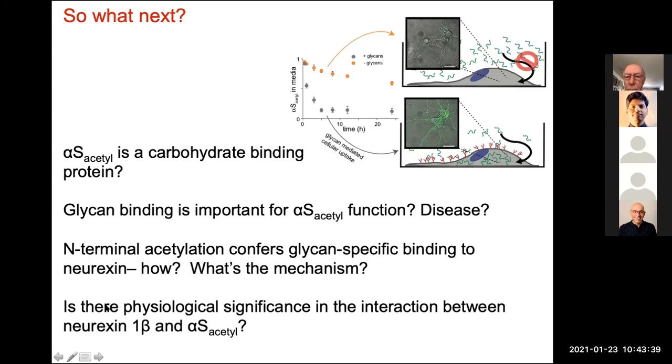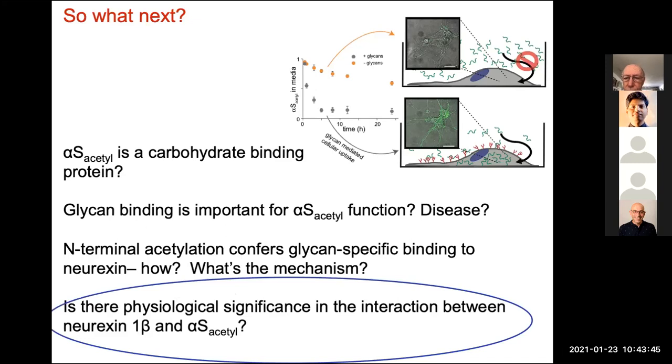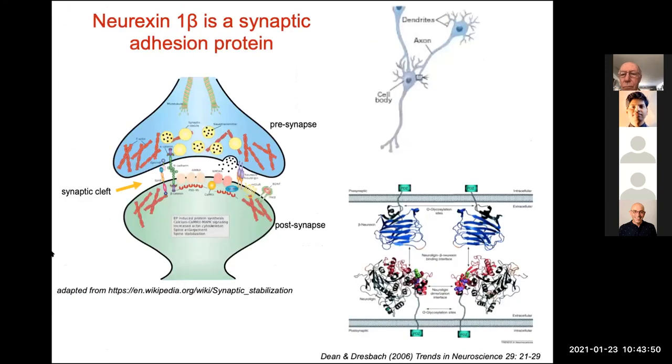And then this last question: is there any kind of physiological significance to the interaction between Neurexin 1 beta and alpha-synuclein? That's what I want to tell you a little bit more about, because that's something we're super excited about. So what is Neurexin 1 beta? Neurexin 1 beta is a presynaptic protein.